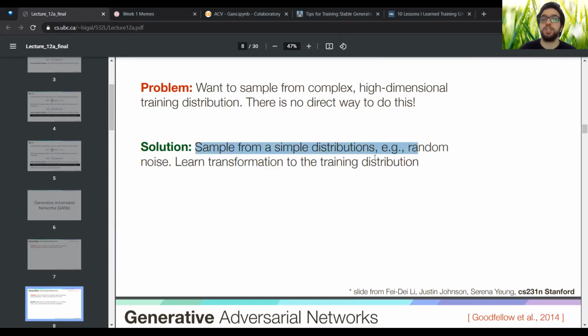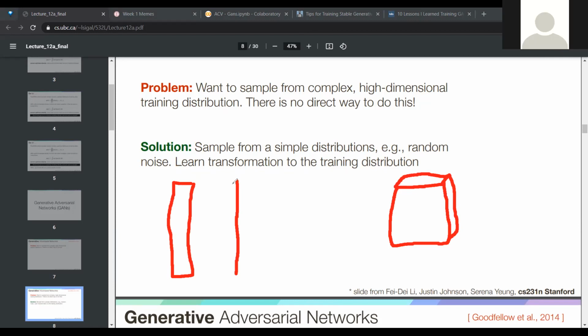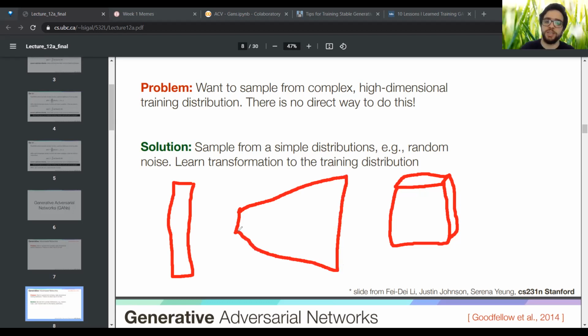So basically, we sample from a normal or a simple distribution, for example random noise, and then we try to learn a transformation from this noise towards an image. Can you guys tell me what can do the following task? What can take a vector of values and give you the shape of an image? I'm not speaking about the content of the image or anything, just the shape. What can do this task? Decoder? One more time, please repeat, what can do this mapping from a vector to an image?